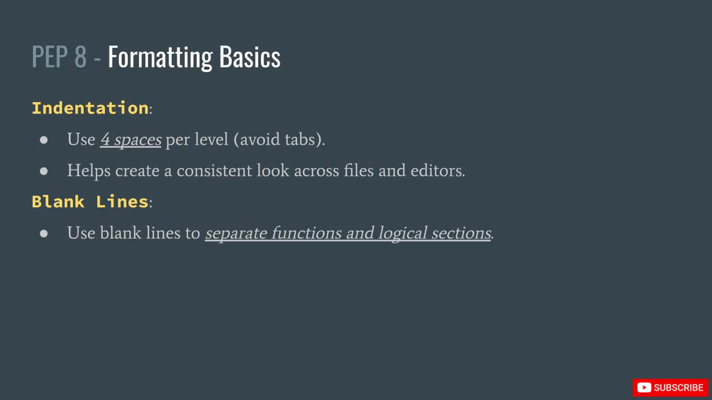For indentation, it recommends using 4 spaces per level rather than tabs. This keeps the code looking consistent across different files and editors. Additionally, PEP 8 suggests using blank lines to separate functions and logical sections, making the code easier to scan and understand.